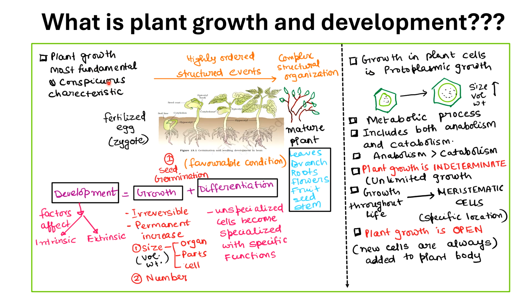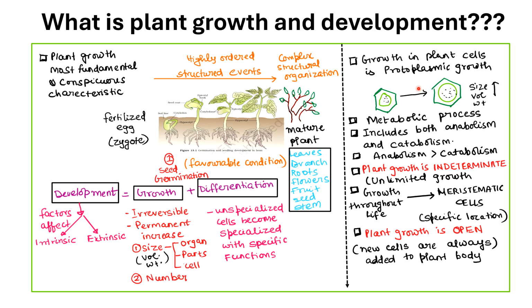Plant growth is one of the most fundamental and conspicuous characteristics, right? When a plant is growing, you can make it out easily, right? It will grow, it will become tall, or it will have more leaves. So it is a very obvious process. Now, what does this mean? Plant growth refers to the increase in the protoplasm of a plant cell. Consider this as a plant cell. Now the protoplasmic content increases in this plant cell. That is referred to as plant growth.